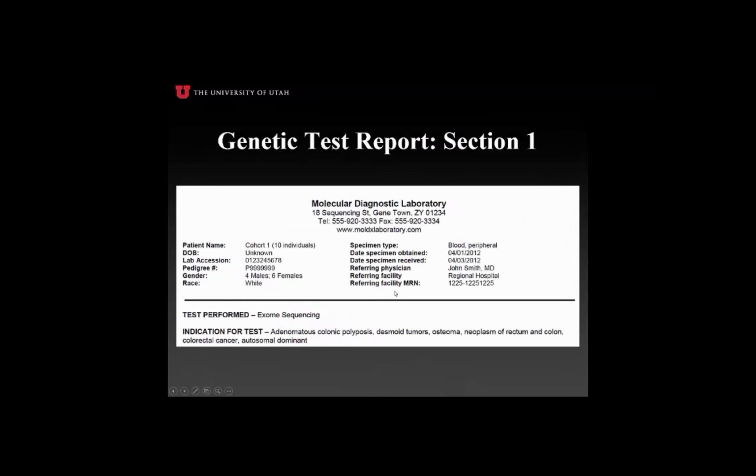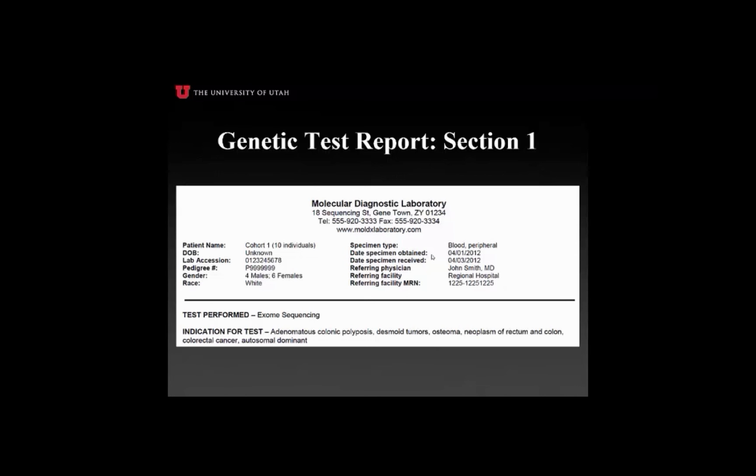The first section of our mock test report contains the information for our hypothetical testing laboratory, again borrowed from the ACMG template. This particular template is designed for genetic testing of a single individual, so I had to adapt it a little bit to fit our cohort of 10 individuals. In general, this section lists information like the patient's name, date of birth, pedigree number that that individual belongs to, the gender and race of that individual, as well as information about what type of sample specimen they obtained as well as when it was obtained.